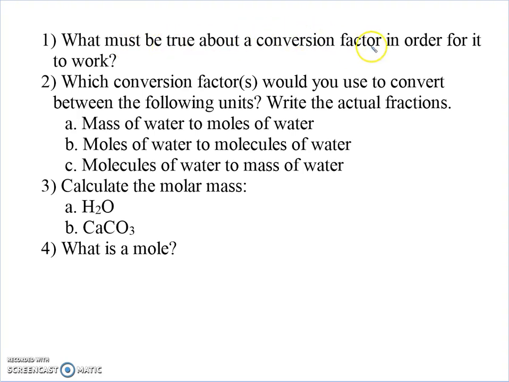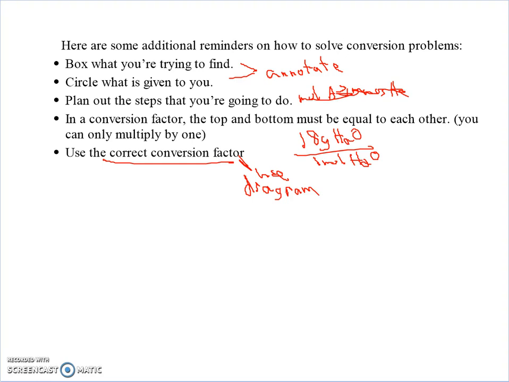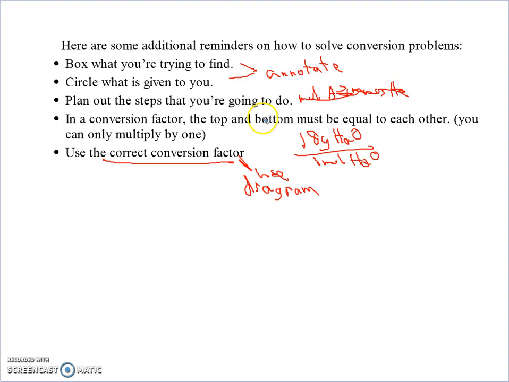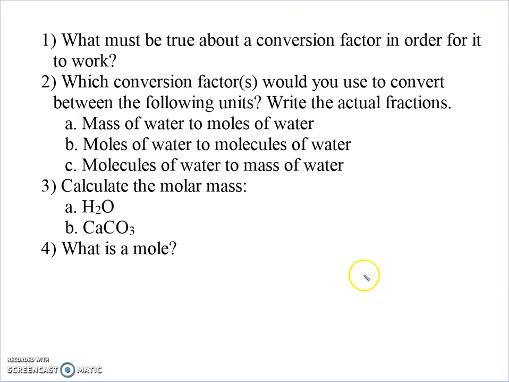So what must be true about a conversion factor in order for it to work? Well, if we go back here, I'll do this one in purple. The top and bottom must be equal to each other. So that's what I was saying. So you can't just pull random numbers, they've got to be equal to each other.